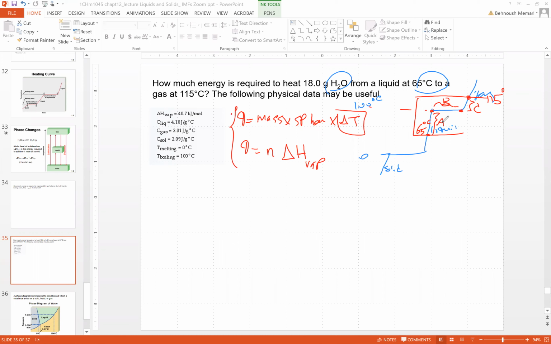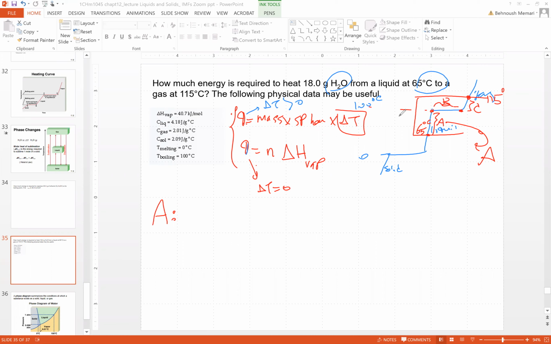For A, what should I use for A? I'm talking about this A. For A, I see that there is a change in temperature going from 65 to 100. So I have to use this Q. There is a change in temperature. With no temperature change, delta T is 0. In this case, delta T is greater than 0. We use this formula if delta T is greater than 0.